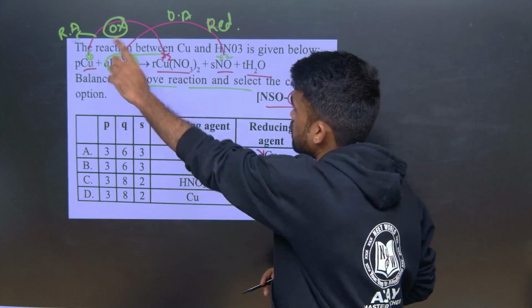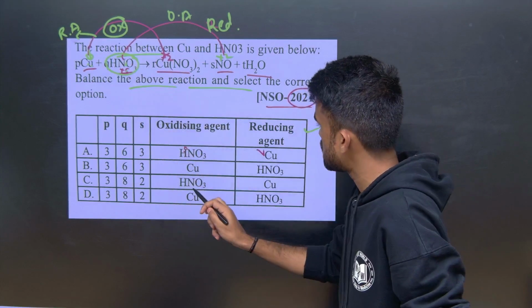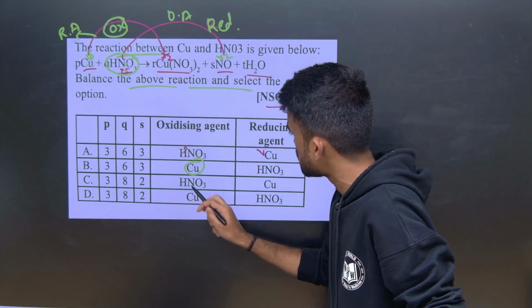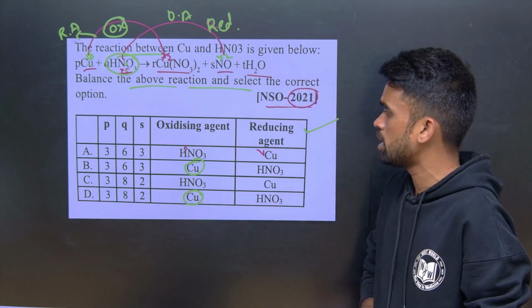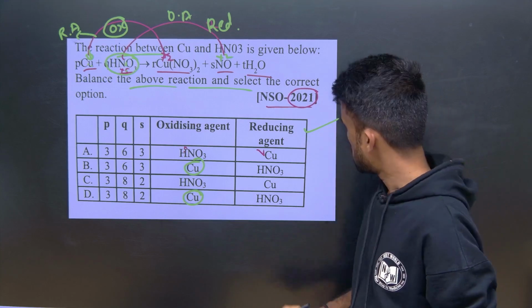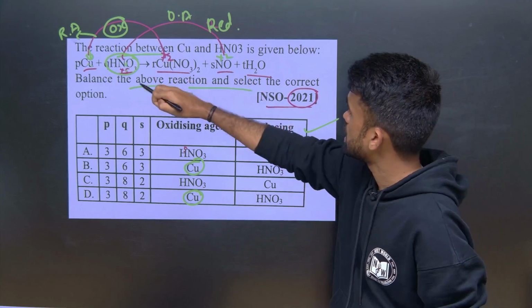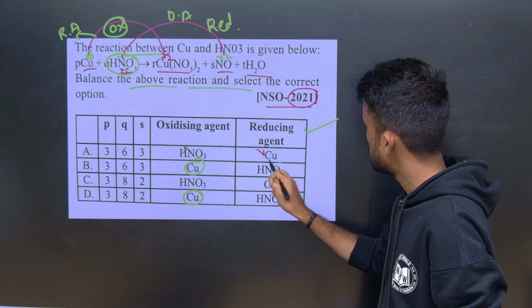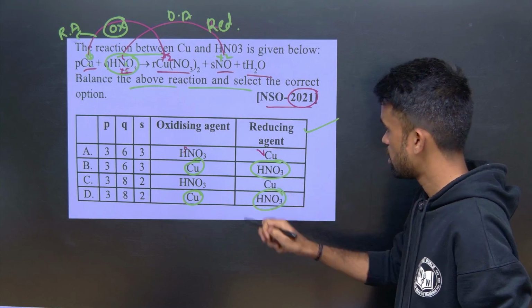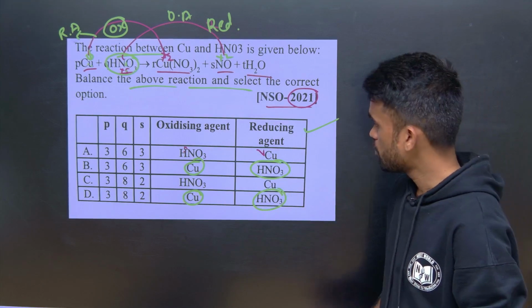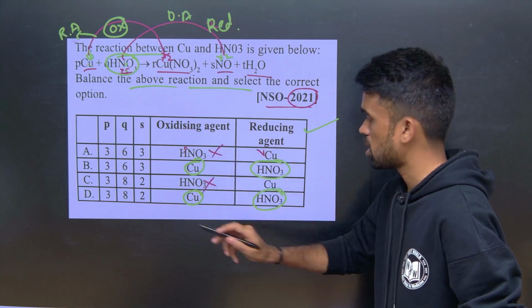Now copper is the reducing agent, which is in options 2 and 4. And here also, HNO3 is the oxidizing agent. So here and here, yes, we are almost done with the question. Now we can eliminate the first option and the last option, right?